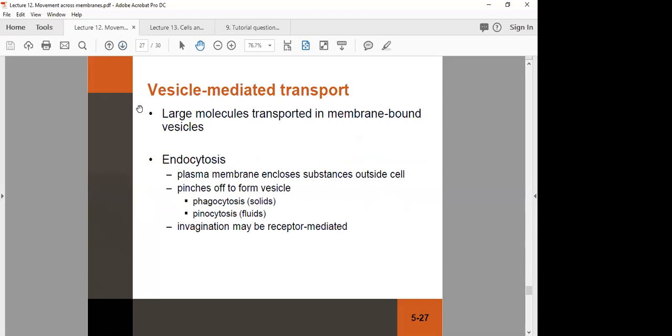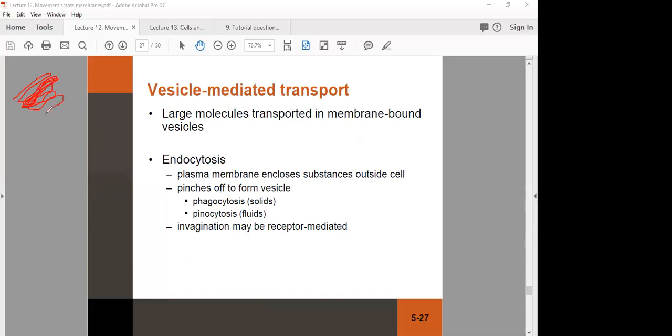Okay, and finally, we're going to look at another type of transport mechanism, which you've already been introduced to in your functioning cells lecture, and this is vesicle-mediated transport. So larger molecules are transported in membrane-bound vesicles. And you might remember from last week that we described vesicles. So for example, this might be your Golgi apparatus.